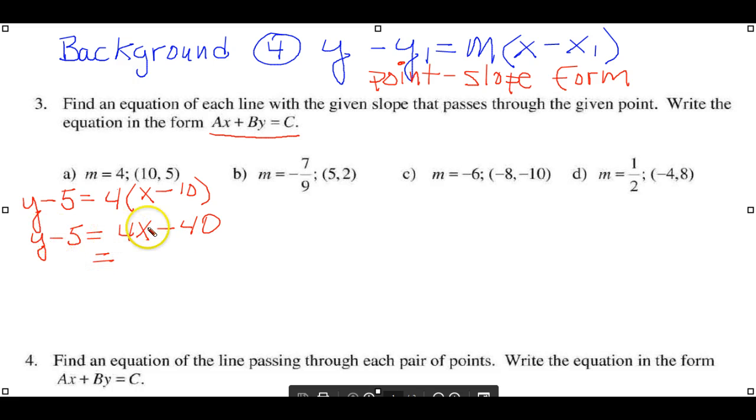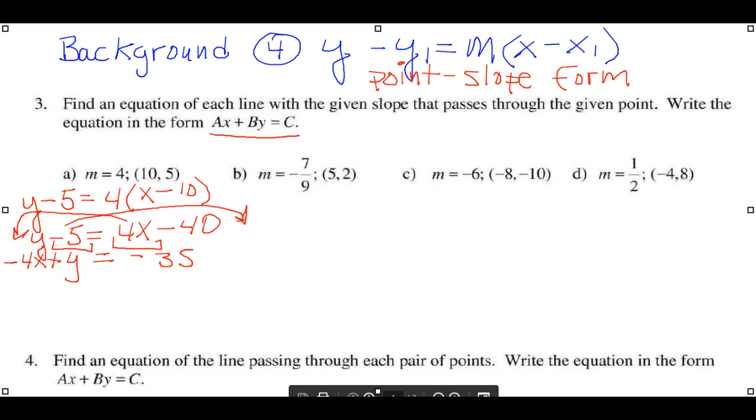Now to put this in standard form, I have to take my x term to the other side, where it becomes a negative 4x plus y, and I take my negative 5, bring that to this side, where it becomes a positive 5 here. So this gives me a negative 35.